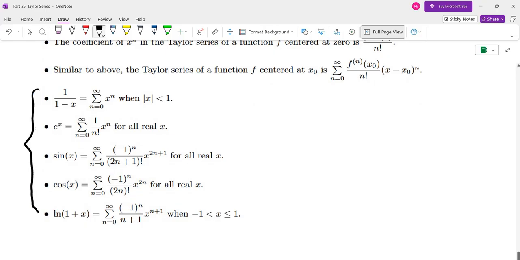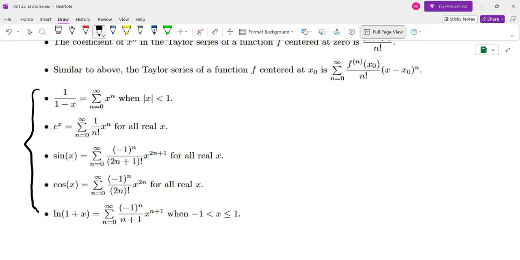For 1 over 1 minus x, the Taylor series is the sum of x to the power of n, and n goes from 0 to infinity. For e to the power of x, the Taylor series is 1 over n factorial times x to the power of n, and n goes from 0 to infinity. And that is true for all real numbers x. Sine and cosine are going to have alternating sums, and we would also have 2n plus 1 factorial and 2n factorial at the bottom.